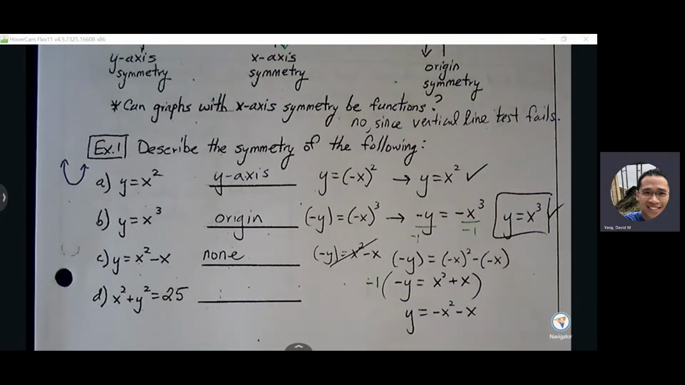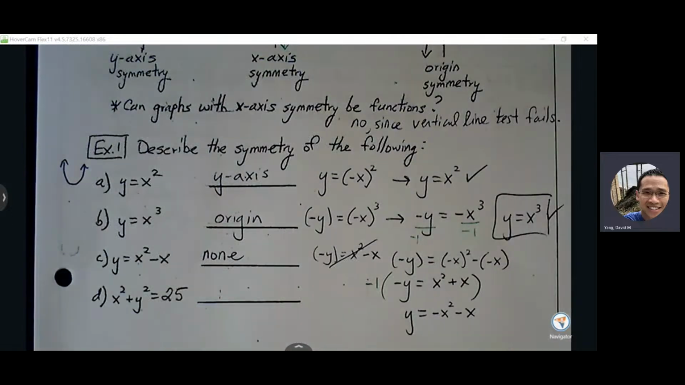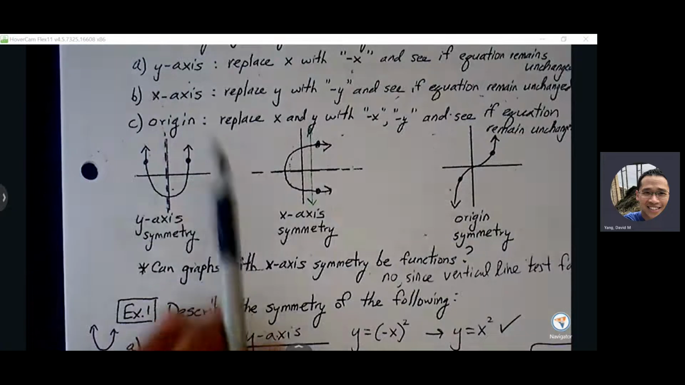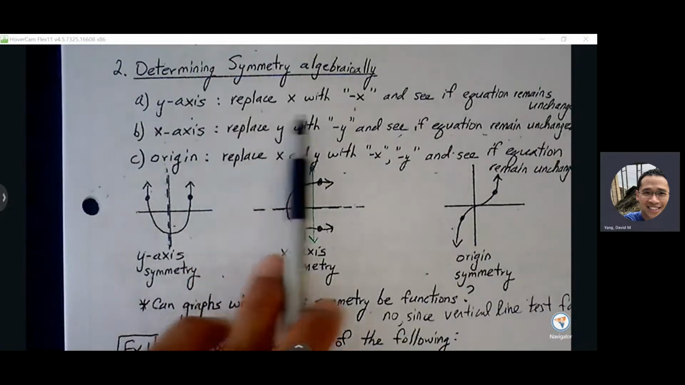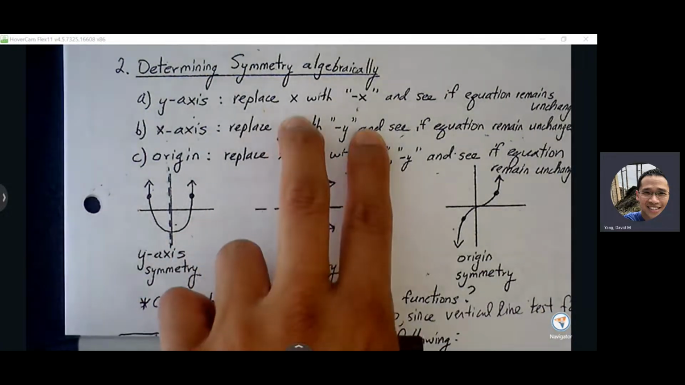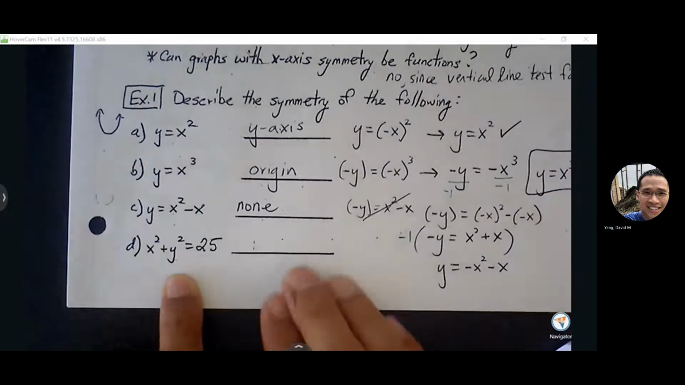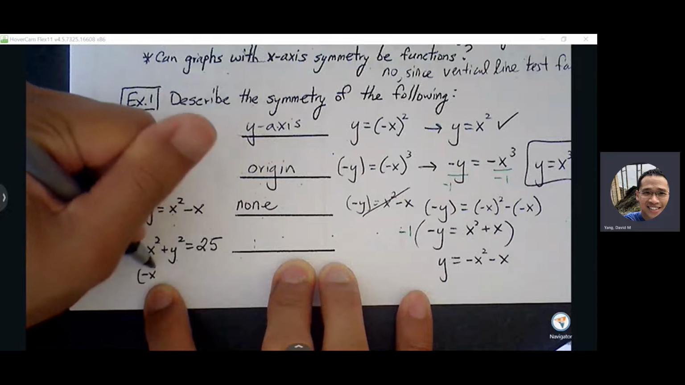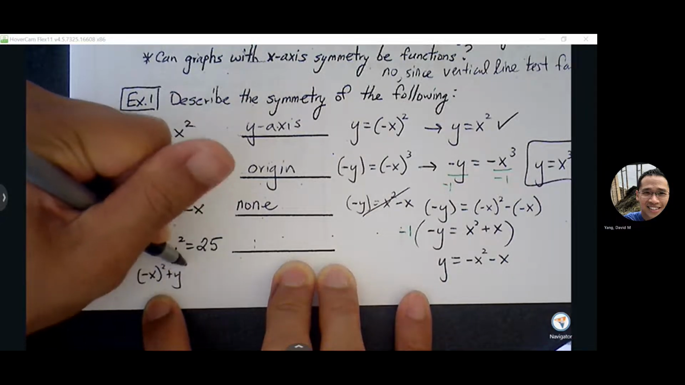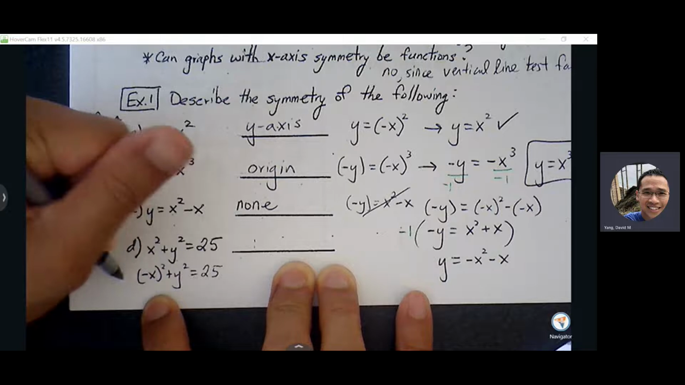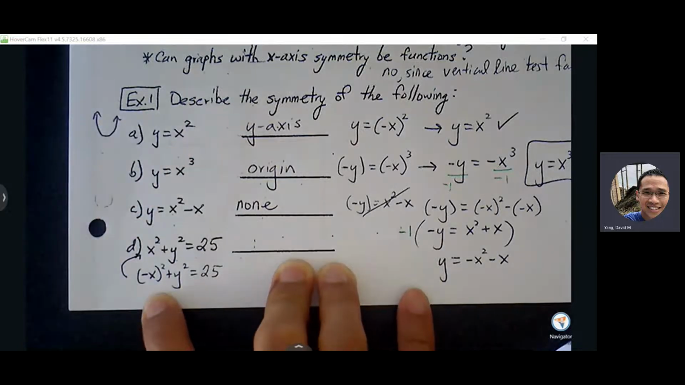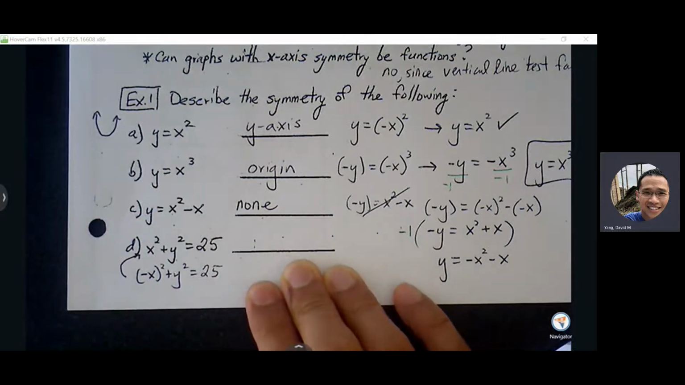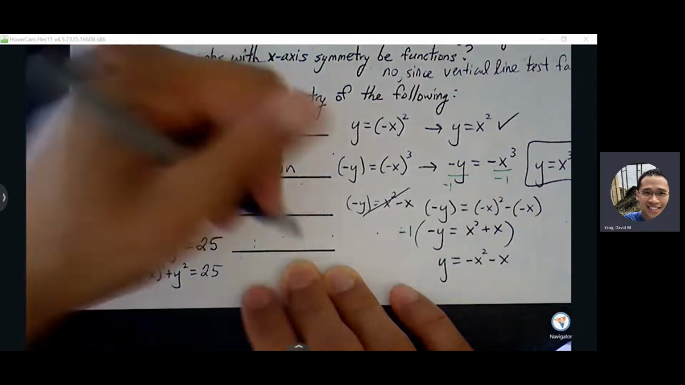Okay, let's look at the last example here. x squared plus y squared equals 25. Let's go through each of the tests here. If I replace every x with negative x, am I able to get back to my starting point? Yes, because these are all nicely squared, so the negative will go away nicely, and I'm back to my starting point. So this has y-axis symmetry.